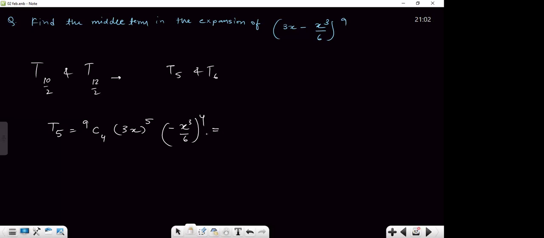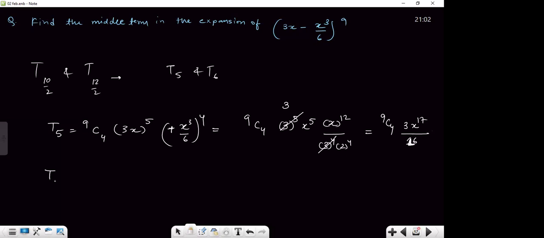Let's find out. 9C4 3 raised to power 5 into x raised to power 5, into minus of, now minus will become positive because of the even power, x raised to power 12 divided by 6 raised to power 4. 6 raised to power 4 can be written as 3 raised to power 4 into 2 raised to power 4. 3 raised to power 4 cancels 3 raised to power 5 by 3, and this becomes 9C4 into 3 into x raised to power 12 plus 5 becomes 17, divided by 2 raised to power 4, that is 16, which is our one middle term.